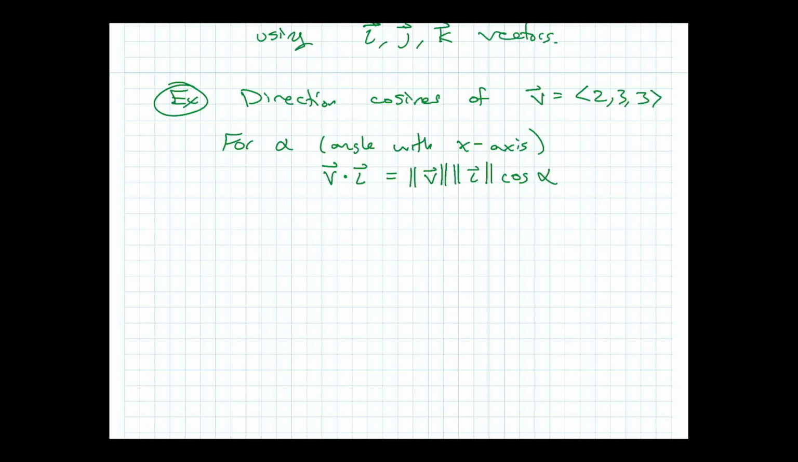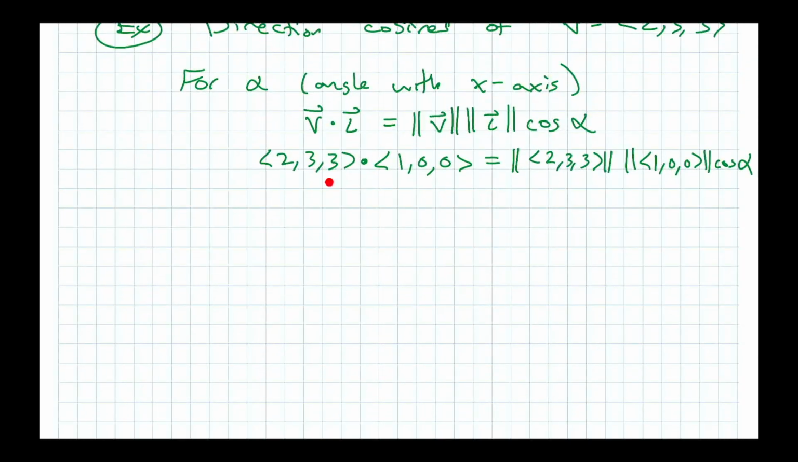And then you would actually have to calculate this. So if you filled in the stuff, v is (2, 3, 3) dot i, which is (1, 0, 0), equals the magnitude of v, which is the magnitude of (2, 3, 3), times the magnitude of i, which is (1, 0, 0), times cosine alpha. Now, this actually simplifies a lot when you calculate it, because this dot product is going to be 2 times 1, and then 3 times 0, 3 times 0. So this side just works out to 2.